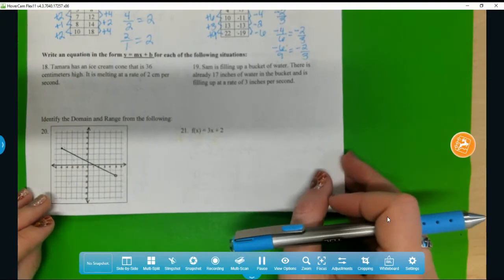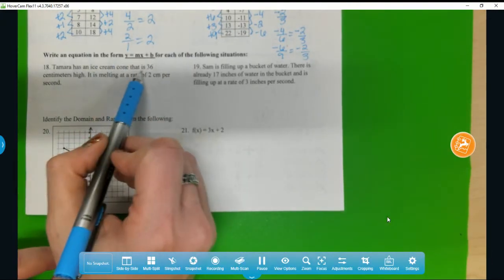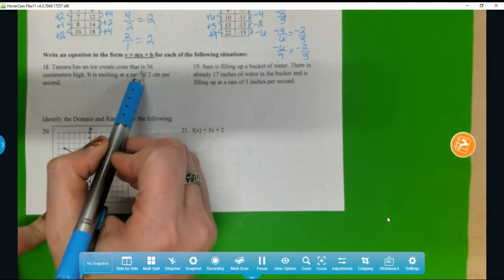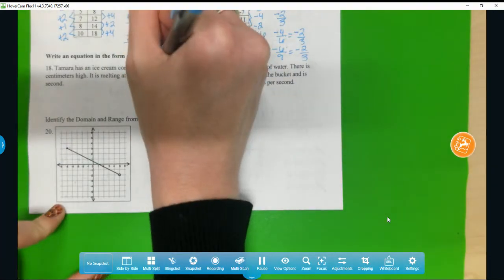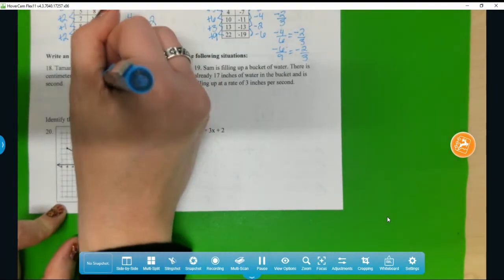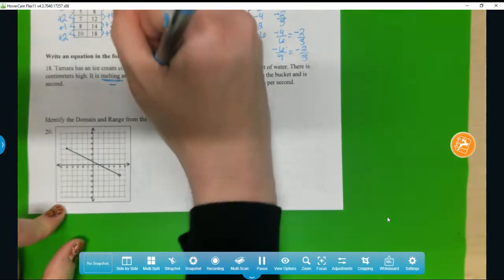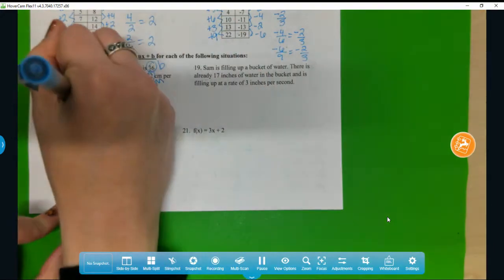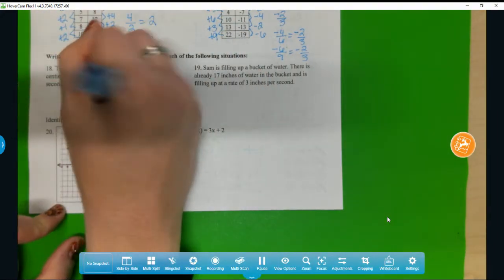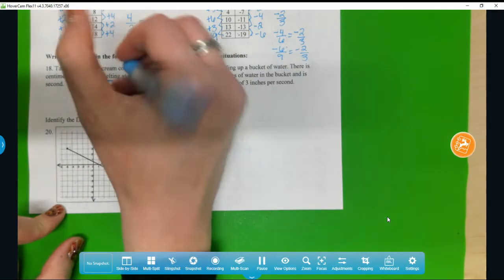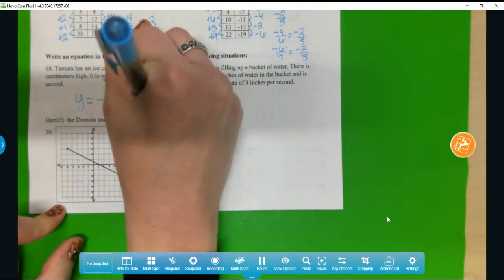Okay. Tamara has an ice cream cone that is 36 centimeters high. So that's going to be our B because that's where we're beginning. It is melting, so it's going to be negative, at a rate of 2 centimeters per second. So that's our M. So we have y equals negative 2x plus 36.